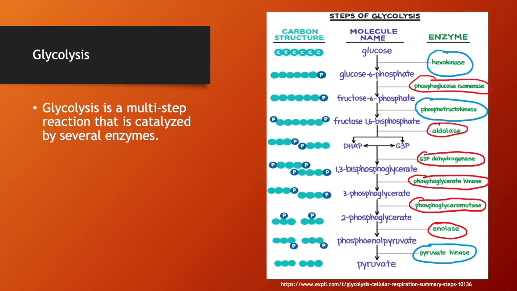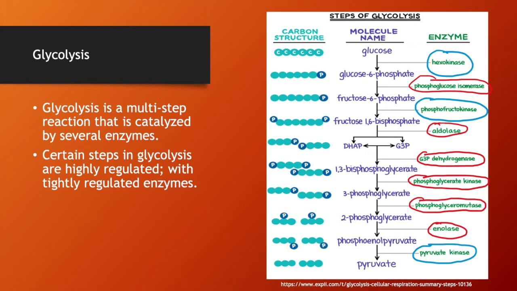So it's important to note that the majority of these reactions are actually isomerizations or phosphorylation type reactions. Certain steps of glycolysis are highly regulated with tightly regulated enzymes. These enzymes include hexokinase, phosphofructokinase, and pyruvate kinase.